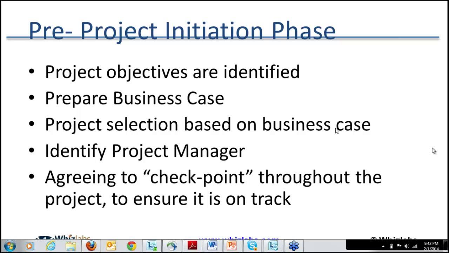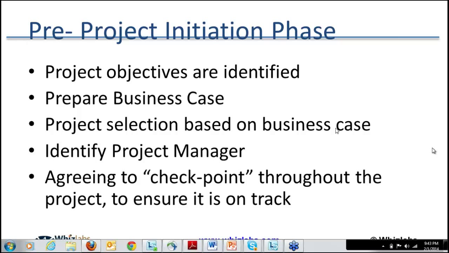Other than this pre-project preparation phase, we also identify the project manager, that is, who is the right project manager who can deliver this value within time, within budget, and who can achieve the strategic objective of the organization. So the project manager is identified during the pre-project initiation phase, then nominated into the project charter and authorized to use the organizational resources for the project.